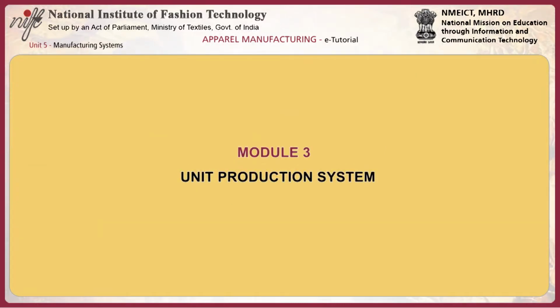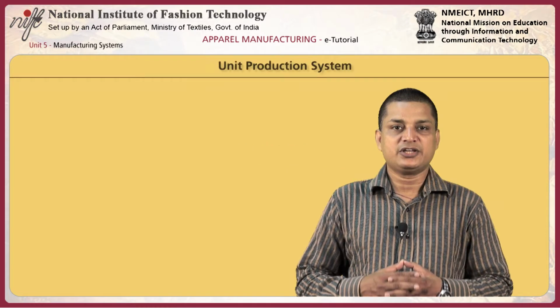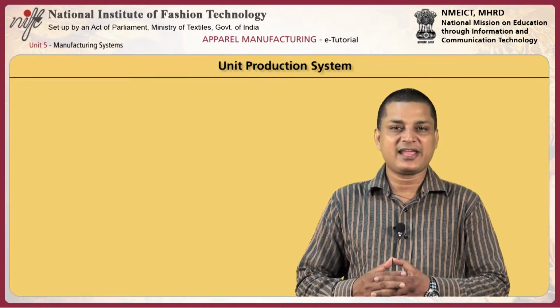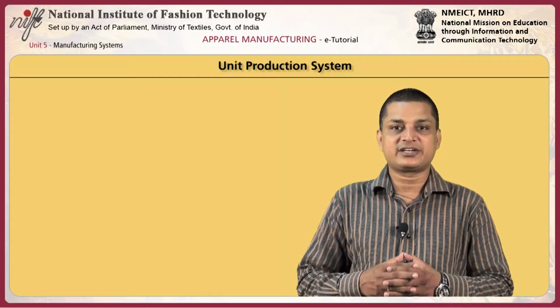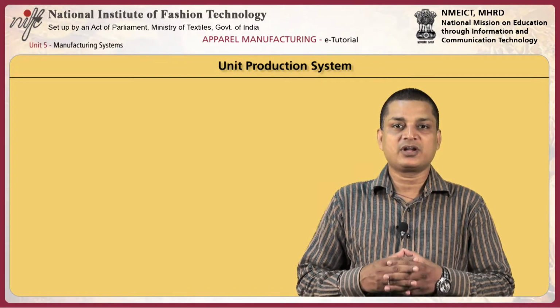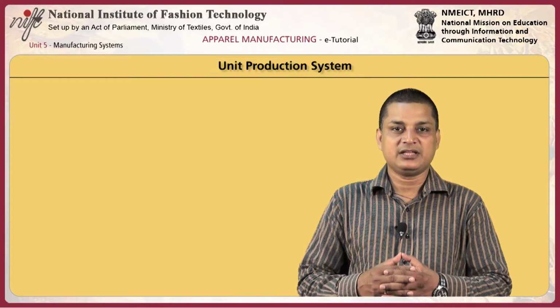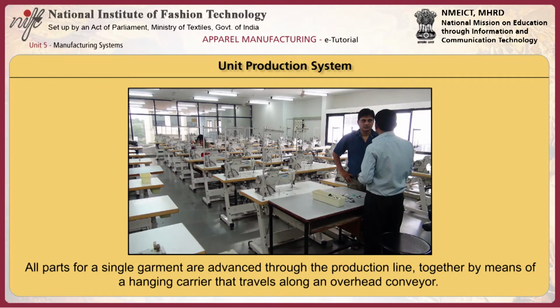The third module will explain the unit production system. A unit production system, also known as UPS, is a type of line layout that uses an overhead transporter system to move garment components from one workstation to another for assembly. All parts for a single garment are advanced through the production line together by means of a hanging carrier that travels along the overhead conveyor.